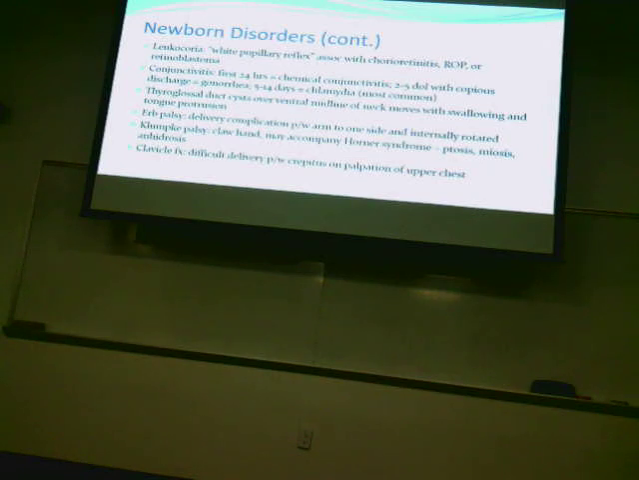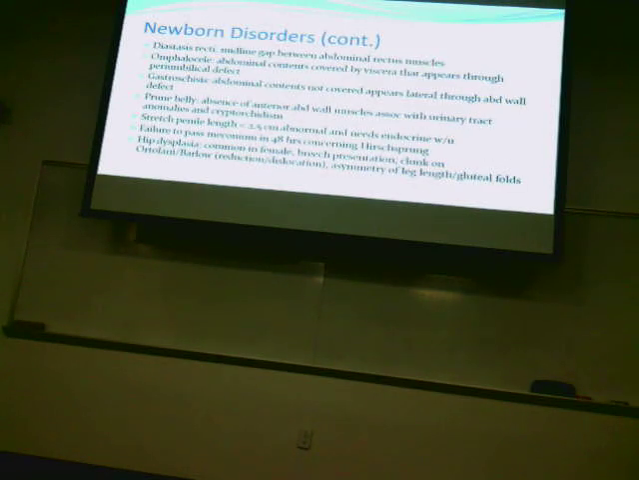The Klumpke palsy, this is going to be your ulnar nerve deficit, and they have the claw hand. Sometimes you see Horner syndrome as well with ptosis, miosis, and anhidrosis. Another thing that you see with difficult deliveries is going to be your clavicle fracture. And you'll notice that there might be some crepitus or some crackles or gas-like feeling when you palpate around the clavicles and upper chest area.